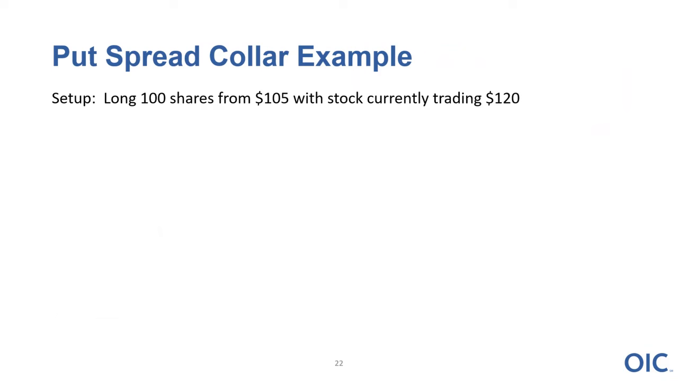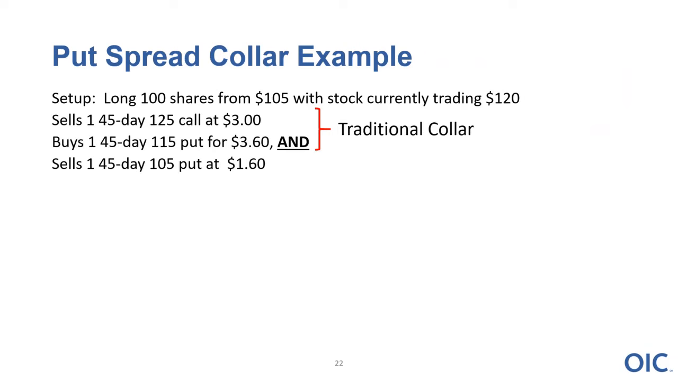And here, long stock from 105, and we'll say that you have enjoyed some gains. Stock is currently trading up to $120 a share. And now you've got your options overlay. You can see the two pieces: sell call, buy put. There's your traditional collar. And then you add to it the sale of a lower strike put, which we're going to look at a P&L graph here in a second.